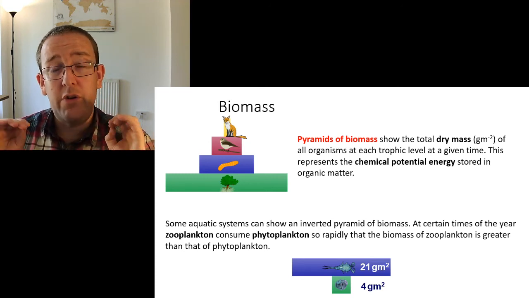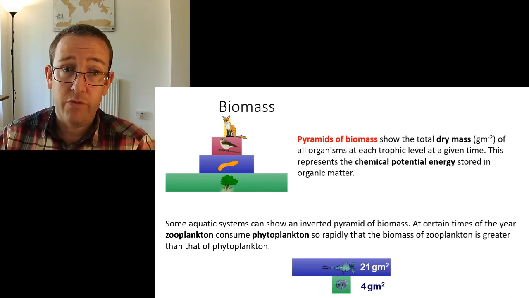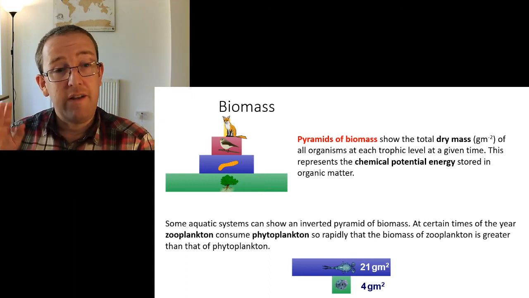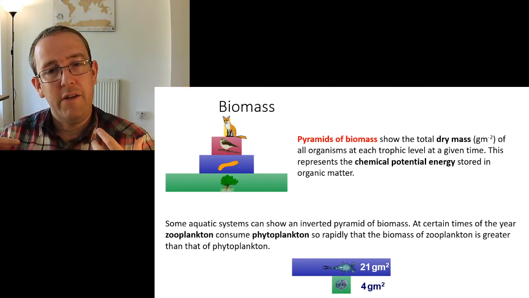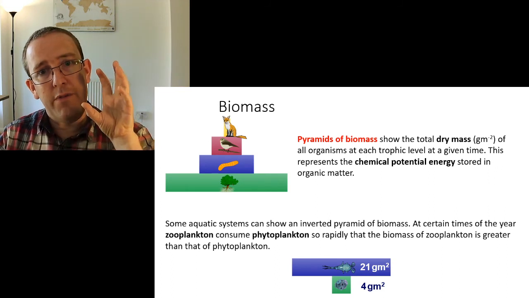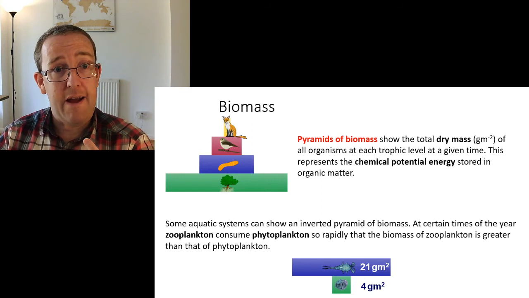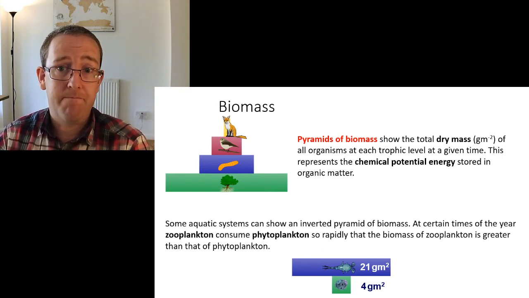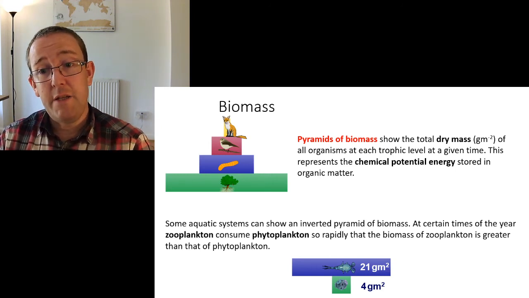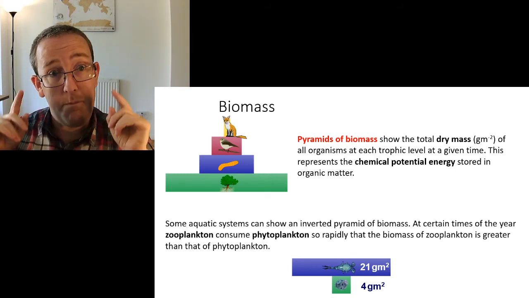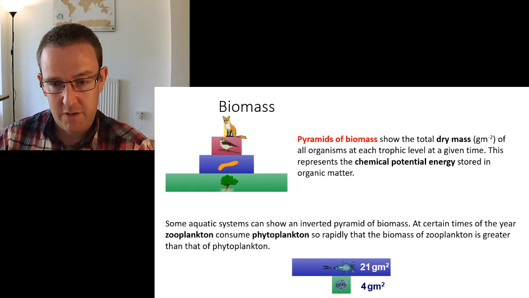Now that, of course, is only a temporary situation. Eventually, the zooplankton will starve and their numbers will go down. And then the next year, when the phytoplankton numbers go up, so will the zooplankton. Okay, but it's one of the examiner's favourite tricks to take that snapshot where the biomass pyramid looks wrong, looks upside down, and give you questions based on that. So at certain times of the year, zooplankton consume phytoplankton so rapidly that the biomass of zooplankton is greater than the phytoplankton. Bear that in mind if you get an aquatic question, a marine biology based question.